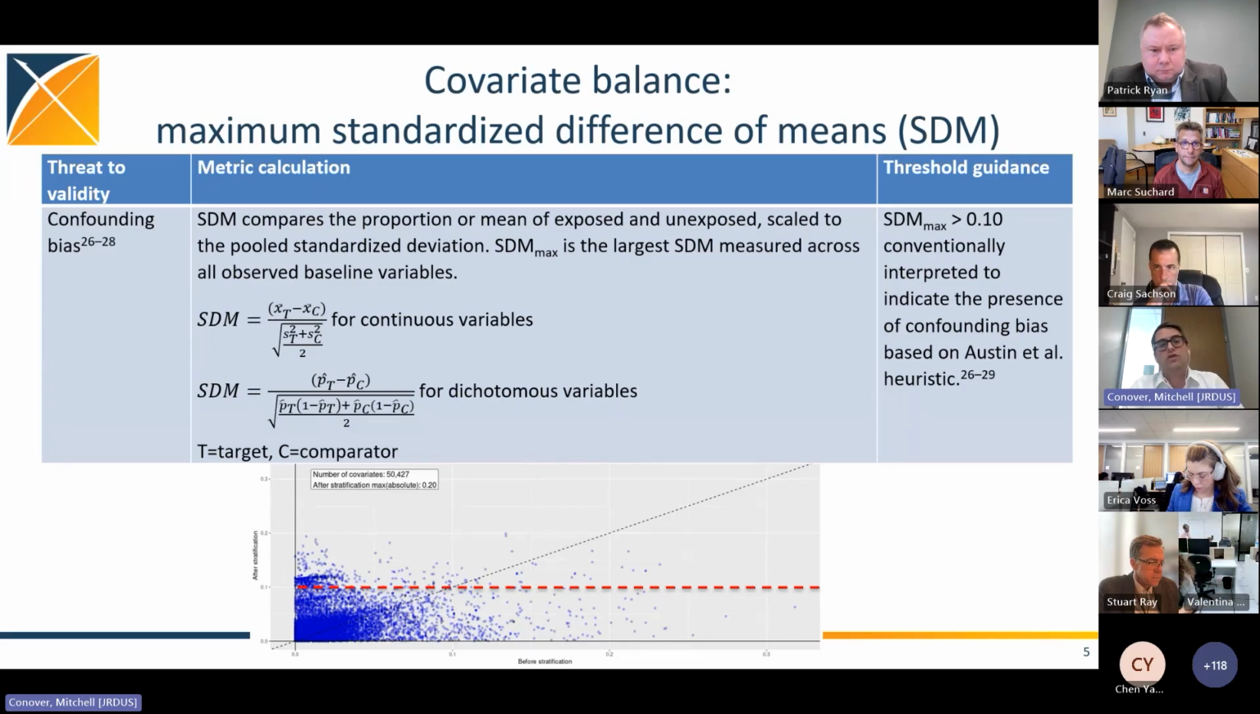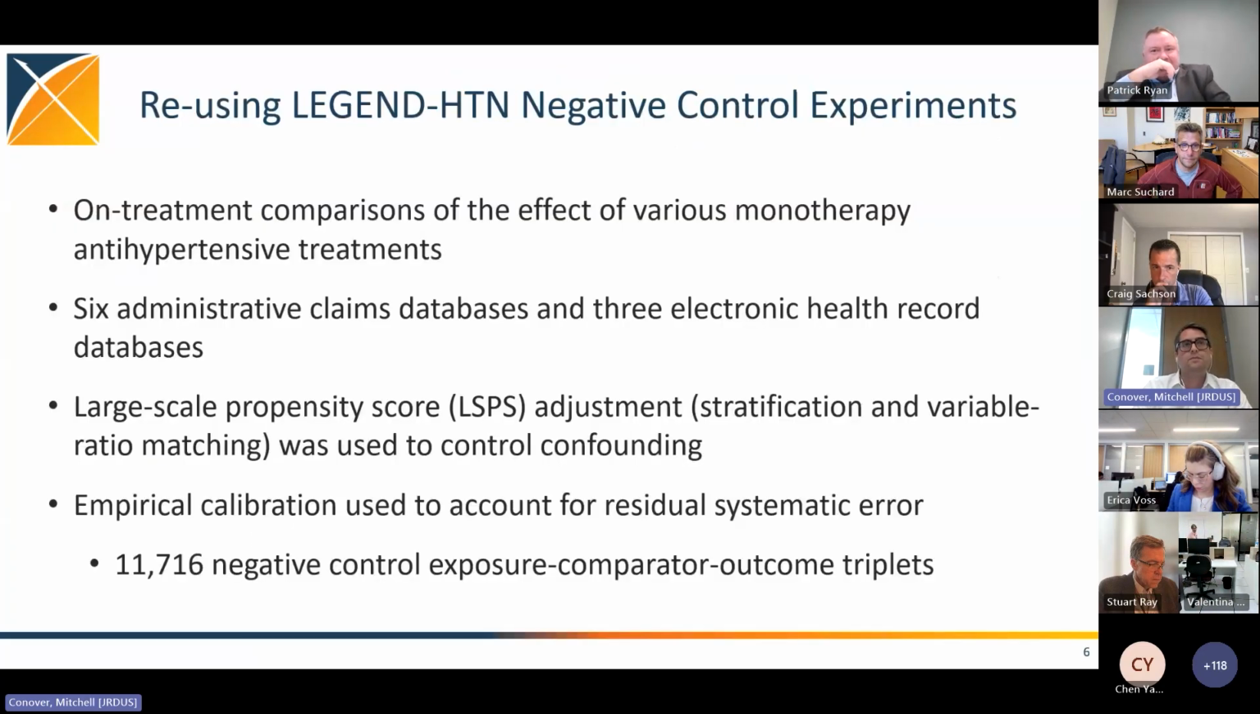At the bottom, we show a figure of how this displays in our software, but you can see this would be an example of failing, where after analysis, we see a lot of these individual covariates indicated by the blue dots above that red dotted line showing problematic imbalance.